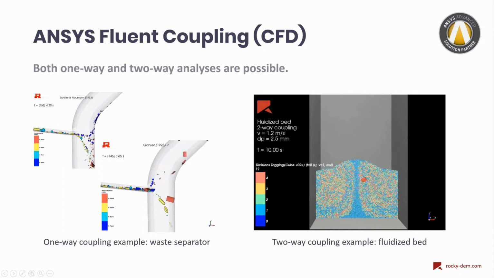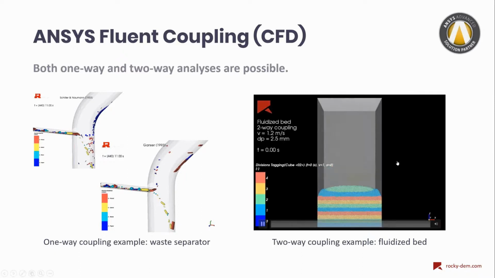we can see how the particle movements are different based on their material and shape. Lighter material like paper is moving with the airflow, but heavier ones like rocks are falling down. And on the right side, we can see a fluidized bed, which is a common application of two-way coupling between DEM and CFD in the oil and gas sector.